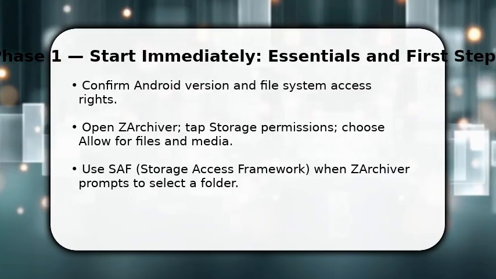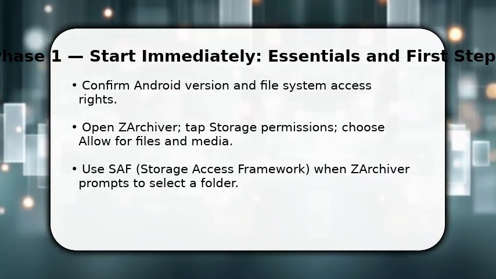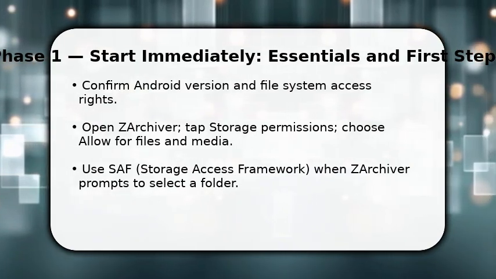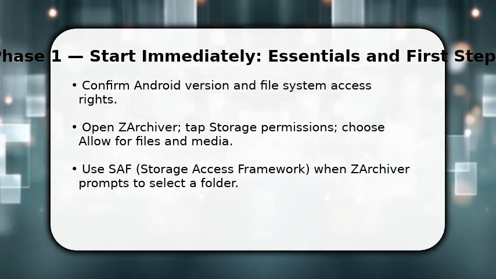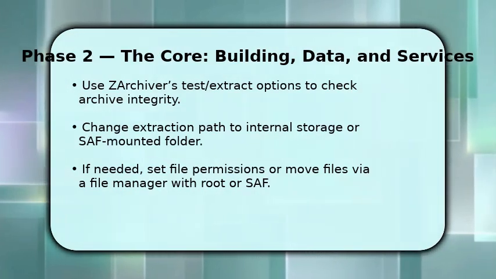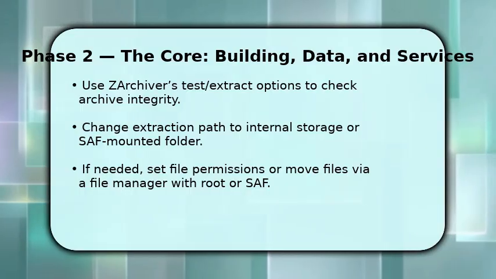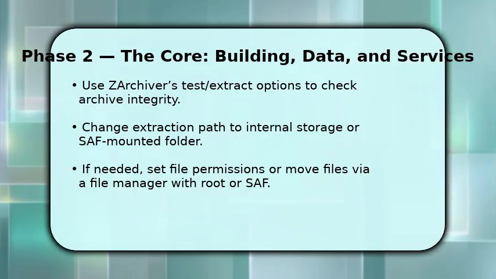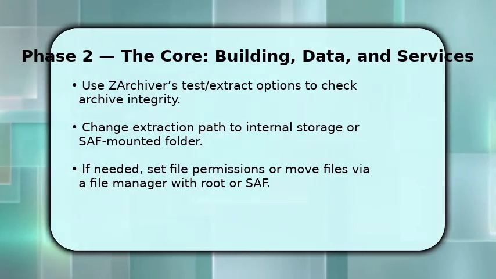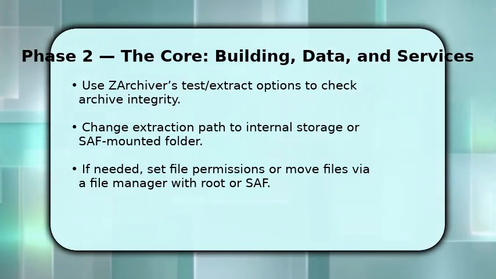Make sure to pick the exact directory you plan to extract or write to, because broader access prevents repeated denials and avoids accidental writes to protected system paths. Next, you verify the archive and choose a safe target folder. Use Zarchiver's test or open to confirm the archive isn't corrupted, then change the extraction path to internal storage or the SAF-mounted folder you granted.